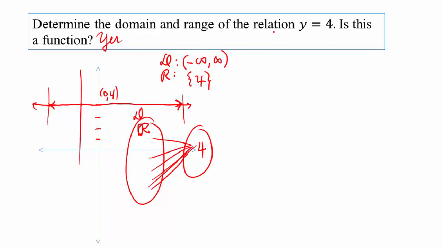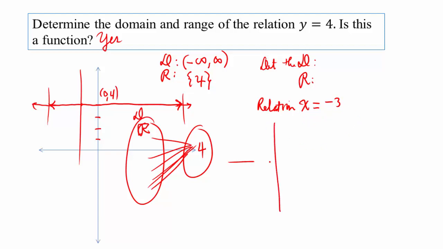Well, as a spin-off to this, suppose we're asked to determine the domain and the range of the function or relation. So let's say we take the relation x equal to negative 3, maybe something like that. Now remember, if you have x equal to negative 3, it determines a vertical line. So you go to negative 3. So how do you find the domain and range?